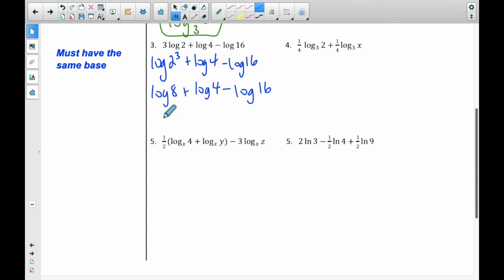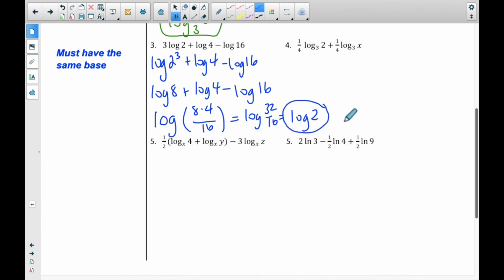All right, now these are all just kind of one level, right? There's no exponents or anything. So now I can put these together, and I'm just going to combine them into a single log. So I have 8 times 4 divided by 16, which is 32 over 16, which is really just the log of 2. And again, if you don't trust your answer, you can plug this into your calculator, see what you get, plug this into your calculator, see what you get, and you should get the same thing.